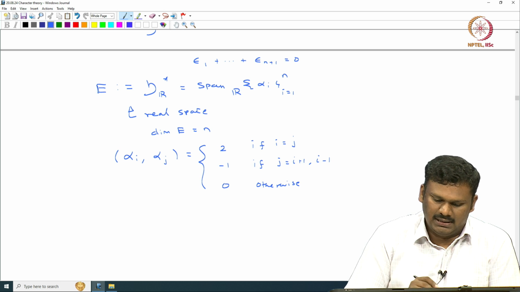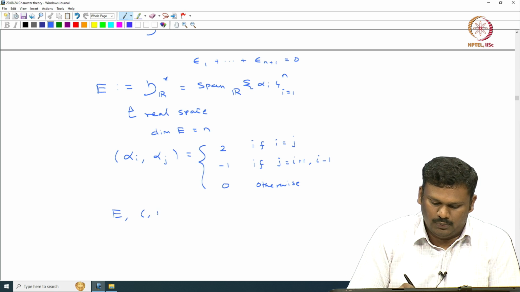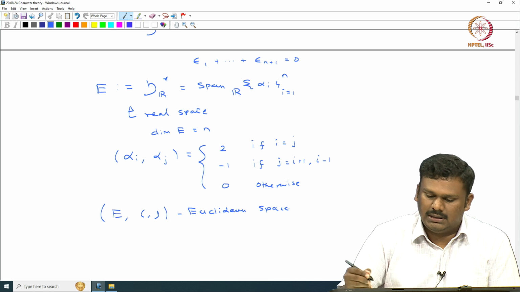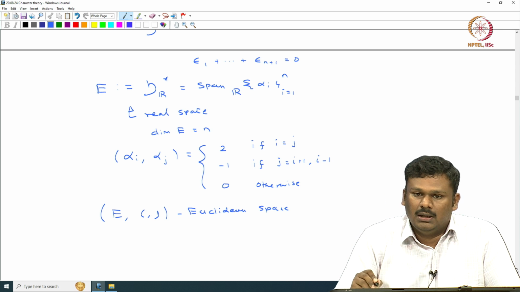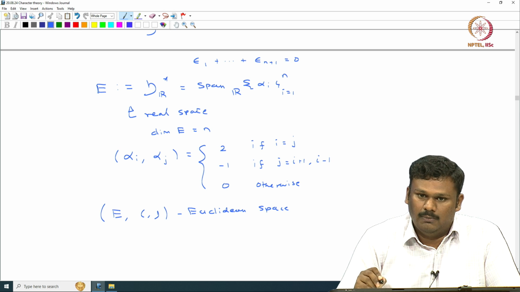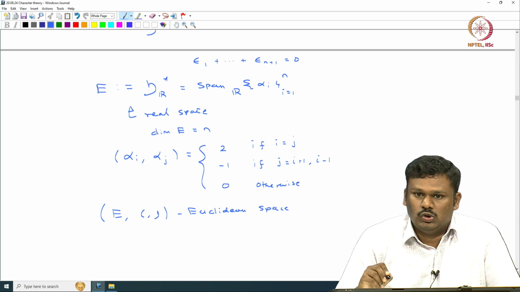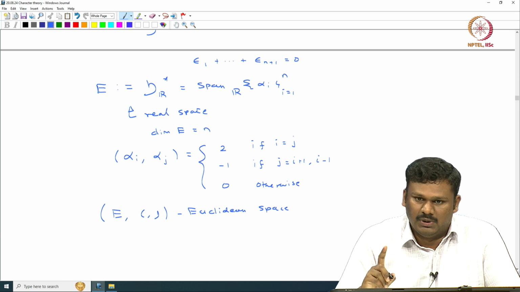I will leave it to you to check. This makes E a Euclidean space. So, E with this inner product is indeed a Euclidean space. The meaning of Euclidean space is that this inner product, in this case, becomes a positive definite form. It is a non-degenerate symmetric bilinear form which is also positive definite. That means, if you take some lambda which is non-zero from E, then (lambda, lambda) must always be positive.